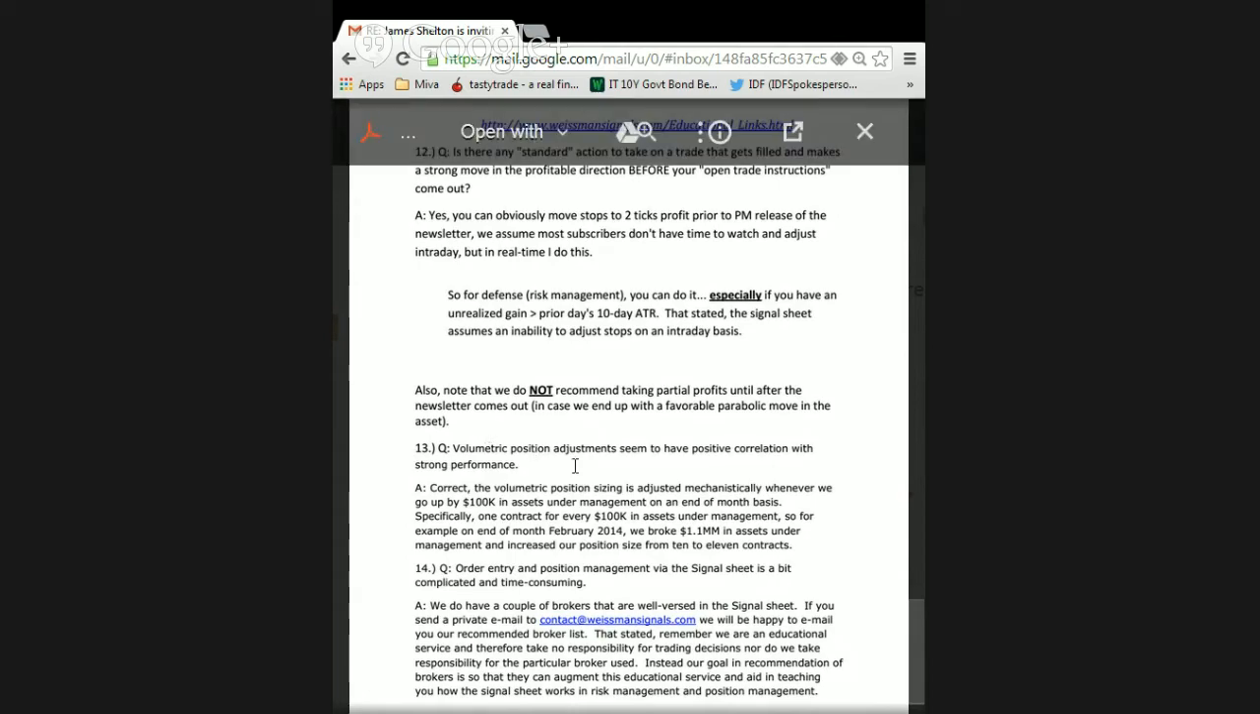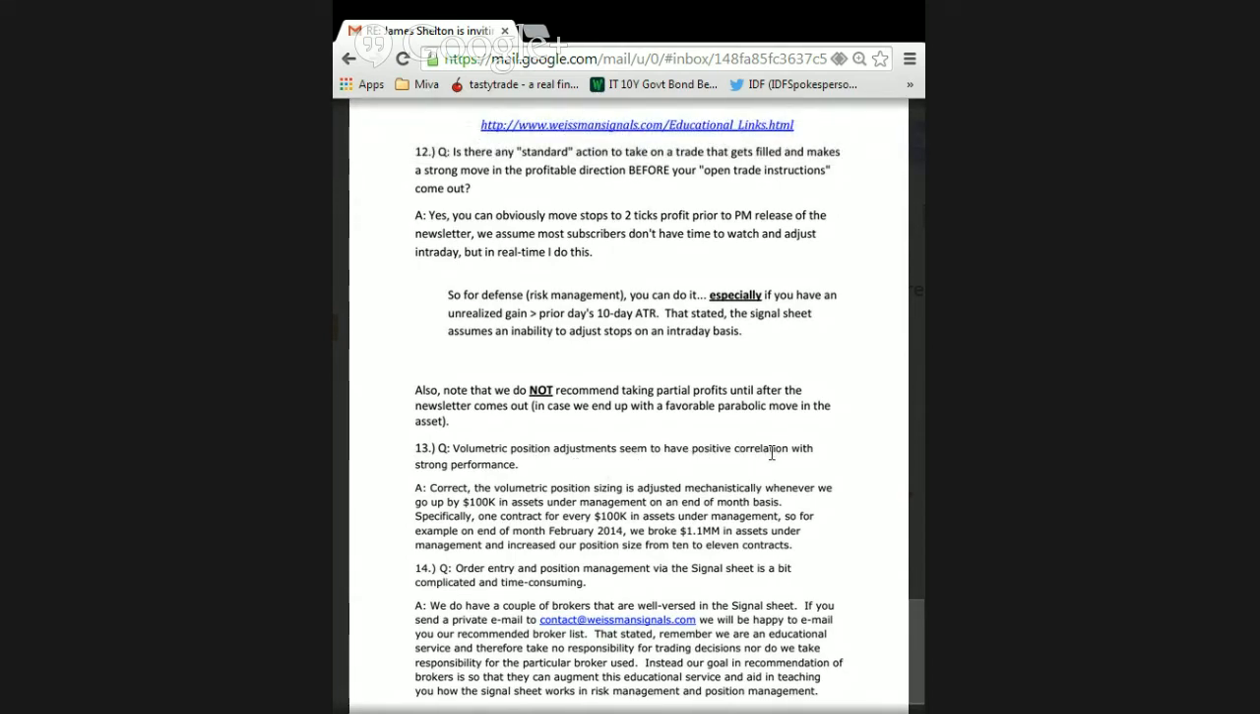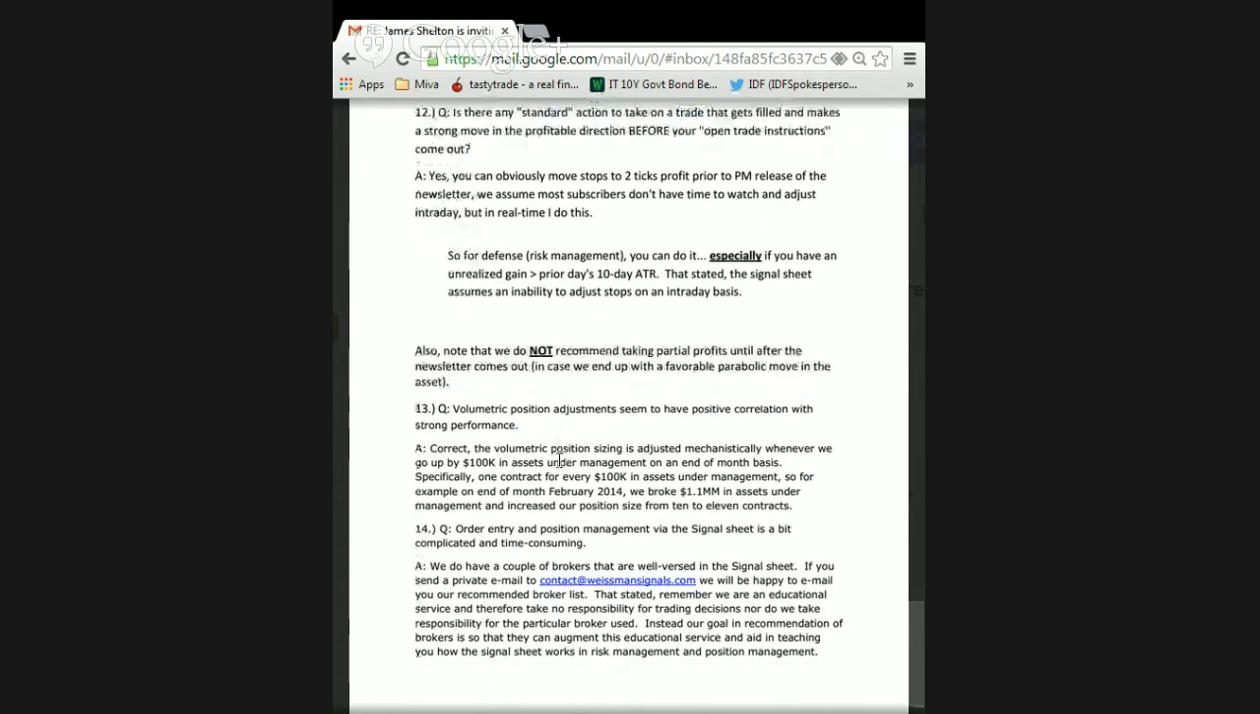Volumetric position adjustments seem to have positive correlation with strong performance. Oh, I'm sorry, James. I do have one more point about that before we go on to the next question. A lot of times when people say that you move your stop intraday, so do you take profits? No, I do not take profits intraday. I just move the stop for defense.